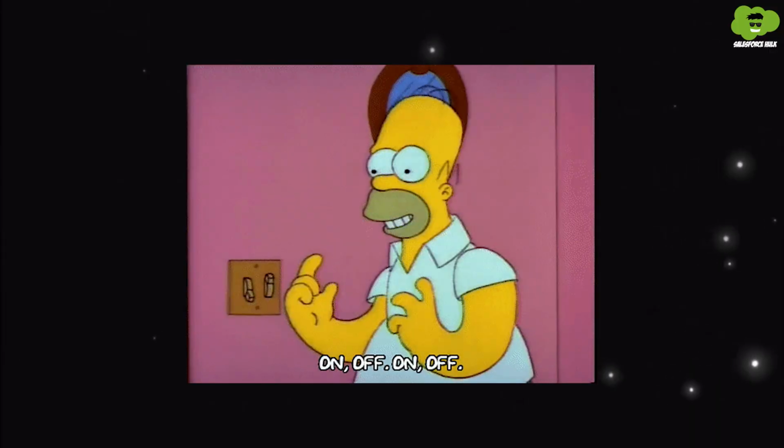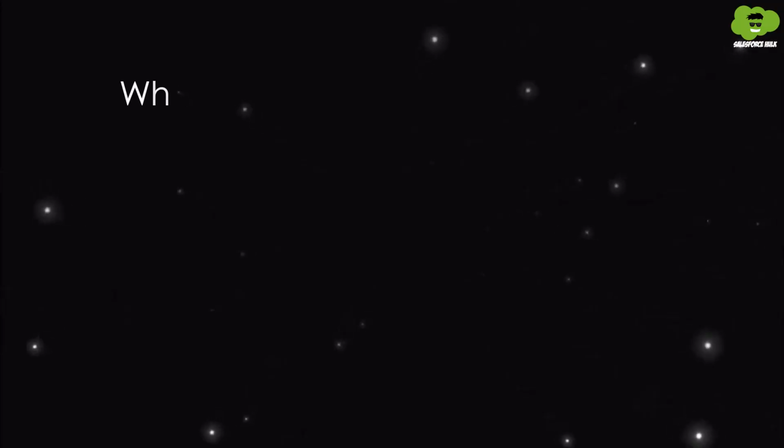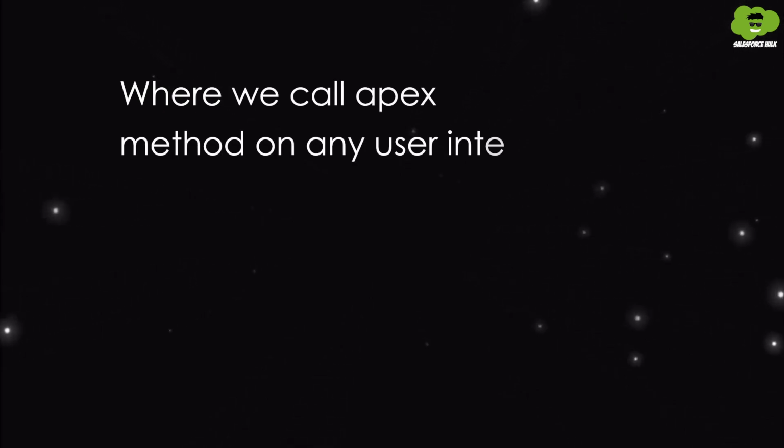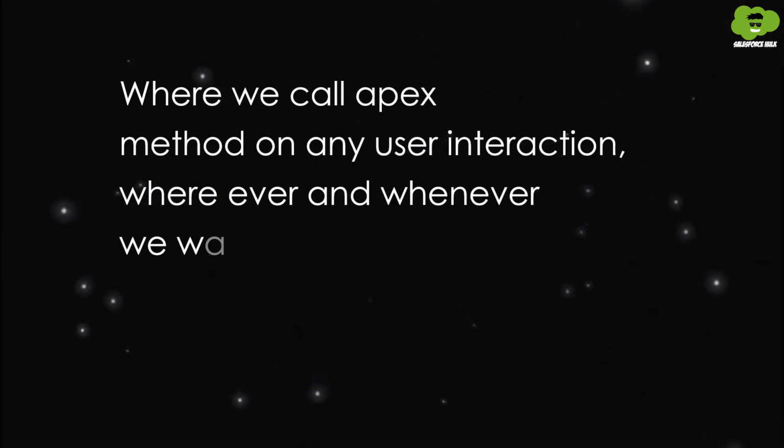Taking a similar analogy for the imperative approach, now instead of relying on the automated response, you manually control the lights whenever you want to. For example, if you want to turn on the light in the room, you use a switch or a mobile app to do so. Similarly, if you want to dim the lights for movie night, you adjust them manually using a dimmer switch or an app. That's what an imperative approach is, where we call the Apex method on any user interaction, wherever and whenever we want to.